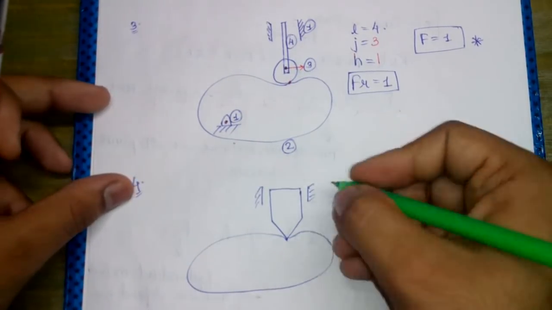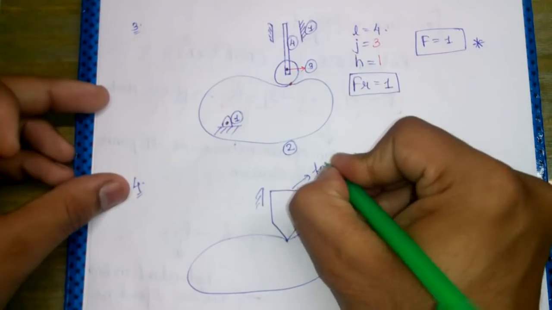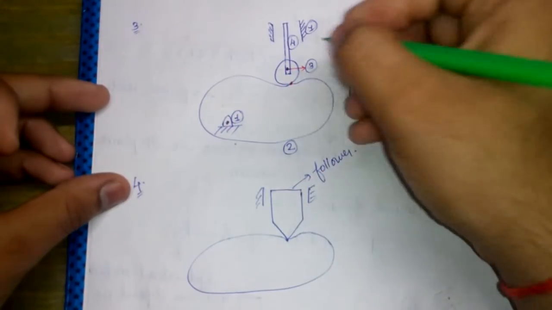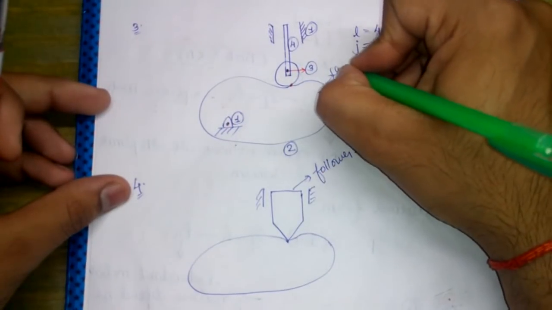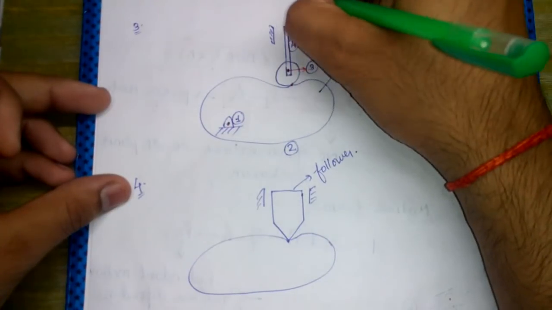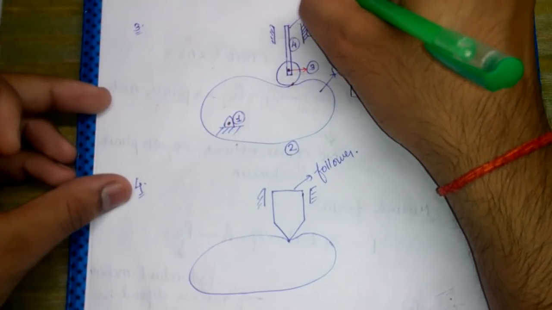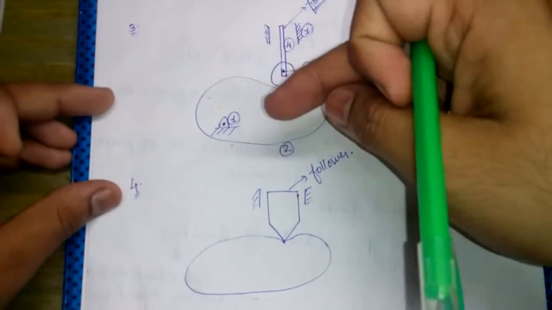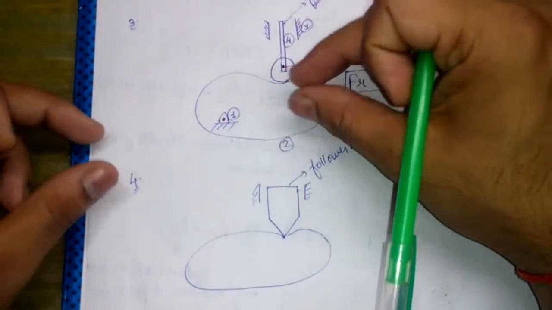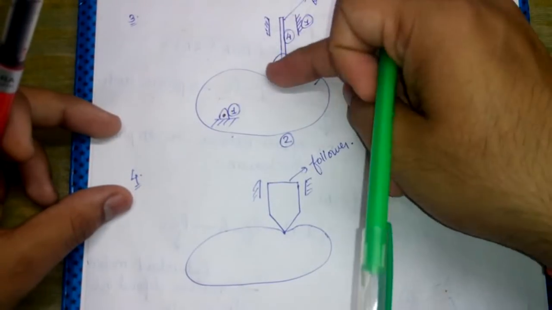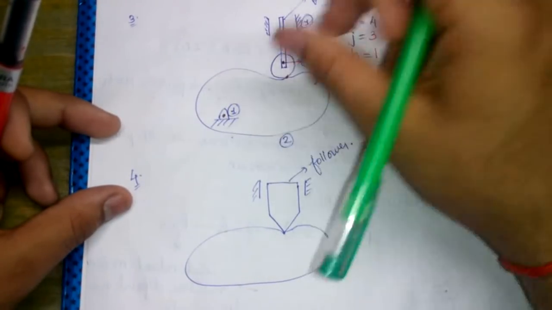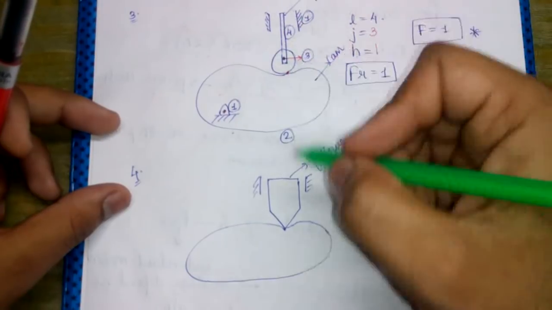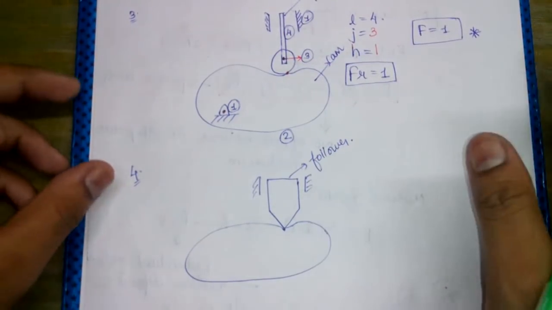Okay, this is the follower, the knife edge follower, and this is the cam. Here it is also a follower, a roller follower. In the previous lecture I may have said that this is the cam and this is the follower, but it was a mistake. So this is the cam and this is the follower. Here we get a roller follower, and here a knife edge follower.